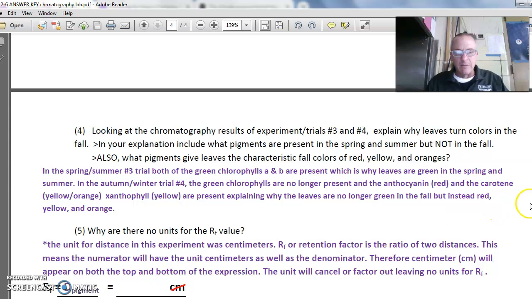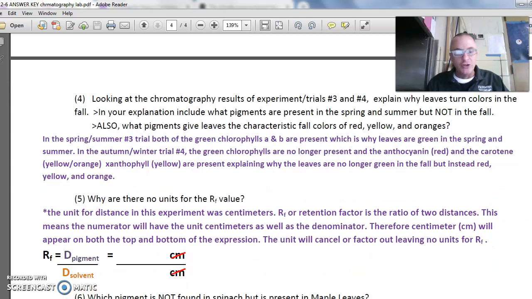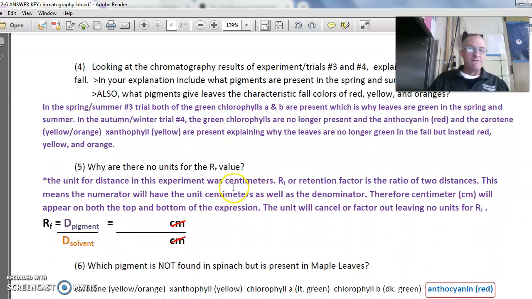All right then, number 5, why are there no units for the RF value? Well, to get the RF value, you measured how far the spot traveled, or the pigment, or the color, or whatever. That went on top, and we measured it in centimeters. Then we looked to see how far the solvent traveled. How far did the solvent travel? We also measured that in centimeters.